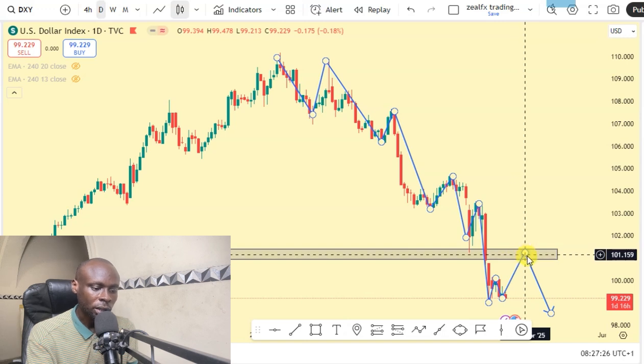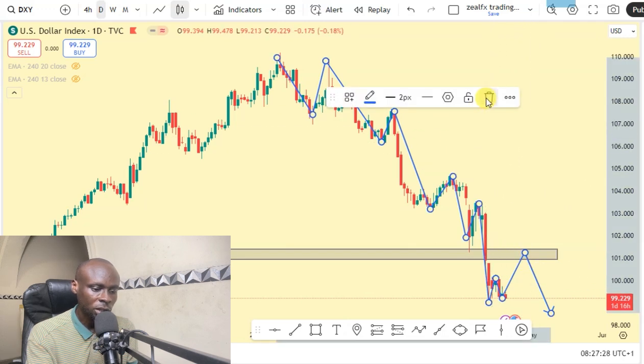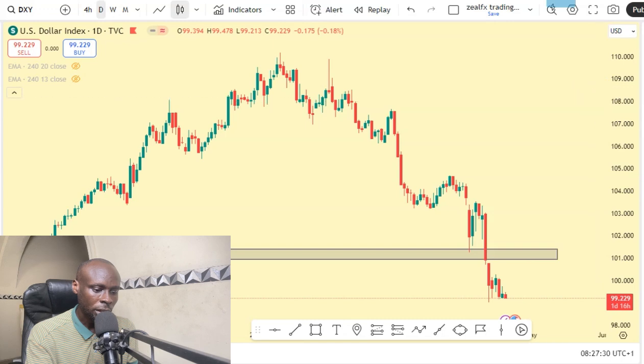So let's look at our next pair, which is the Australia USD.